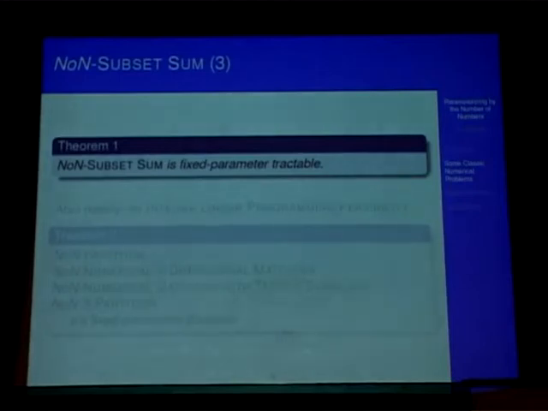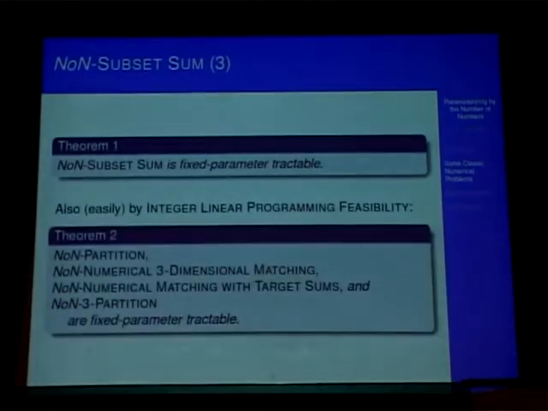Similarly, we can easily show that other classic numerical problems become FPT, like partition or three-dimensional matching or three-partition. They are all straightforwardly translated into ILP, integer linear programming, and so they are fixed parameter tractable.